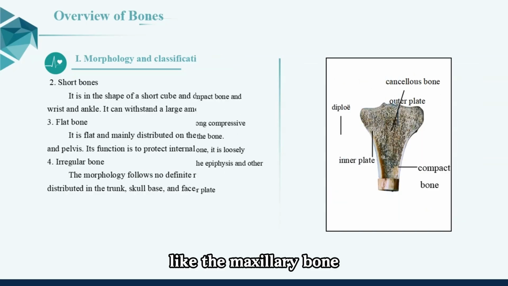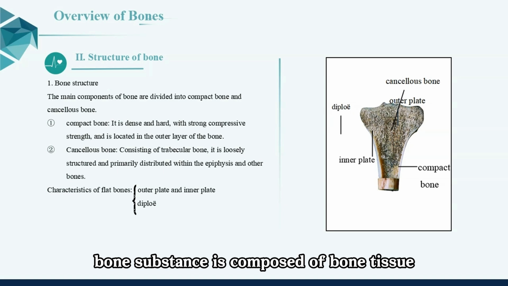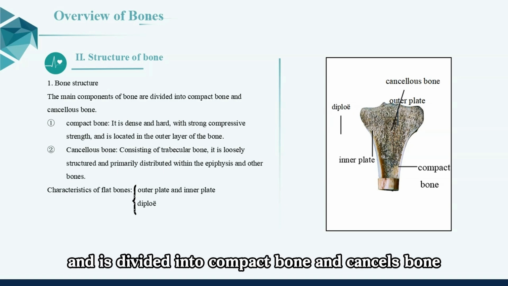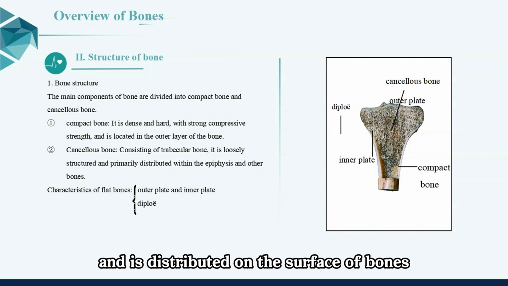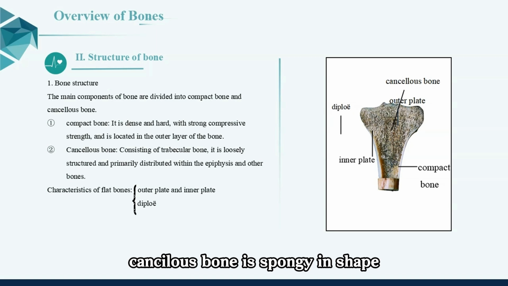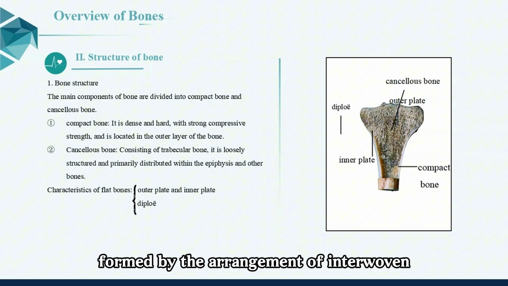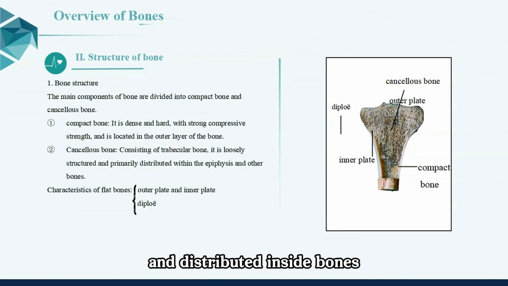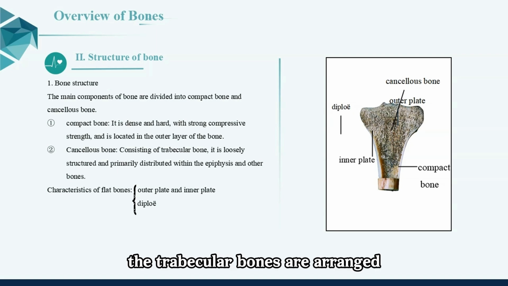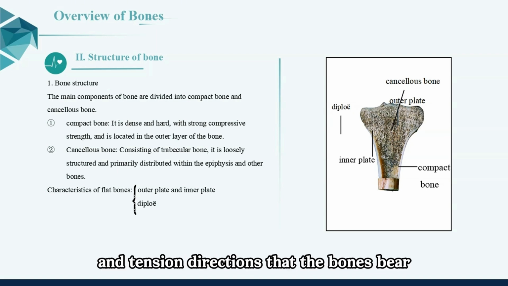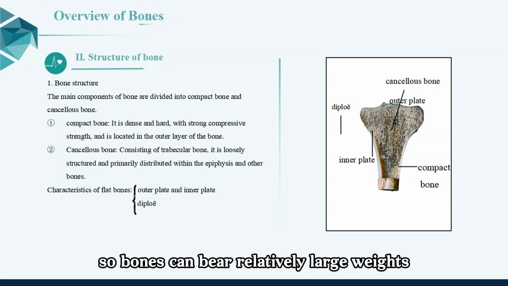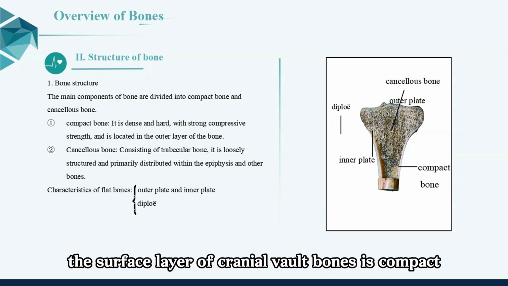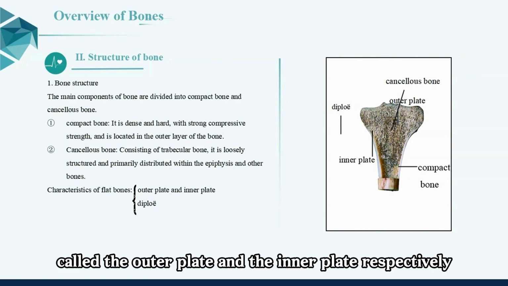Like the maxillary bone, bone substance is composed of bone tissue and is divided into compact bone and cancellous bone. Compact bone has a dense texture, strong pressure resistance, and is distributed on the surface of bones. Cancellous bone is spongy in shape, formed by the arrangement of interwoven trabecular bones and distributed inside bones. The trabecular bones are arranged according to the pressure and tension directions that the bones bear, so bones can bear relatively large weights.